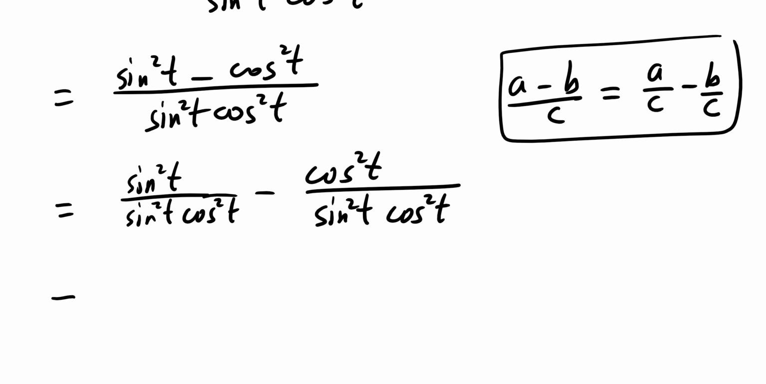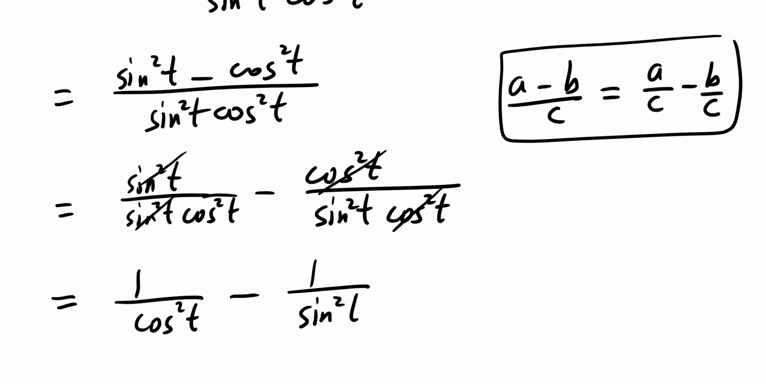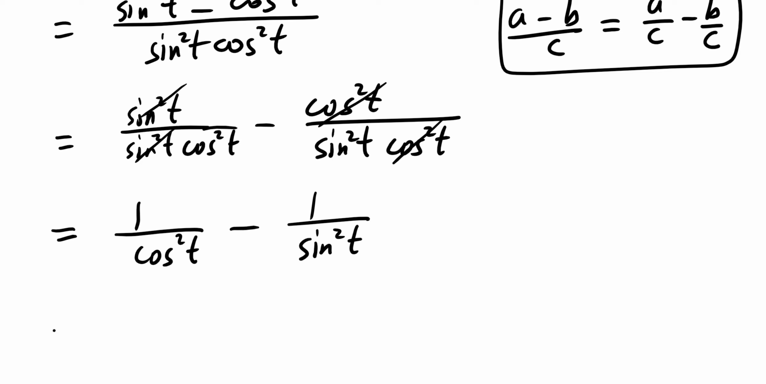And then what we get here, these cancel out, so that gives us 1 over cosine squared. These cancel out, 1 over sine squared. But wait, what's 1 over cosine? It's secant, so it's secant squared. 1 over sine is cosecant, so cosecant squared. That's why the basic identities are very important, and that's what we needed to prove.